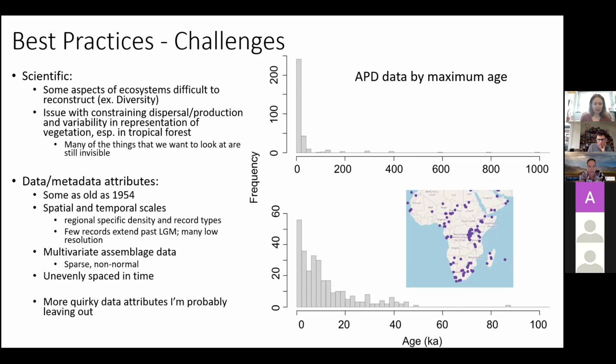They're multivariate assemblage data, which means that they are by nature very sparse data. They're non-normal in their distributions, and so that needs to be taken into account when you're doing any statistical tests. They're also unevenly spaced in time for the most part. So there are probably more quirky data attributes that constrain the statistics that you can do with some of these things, but that's just the high level stuff.